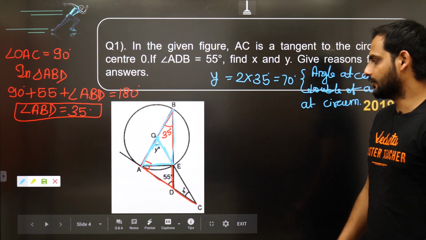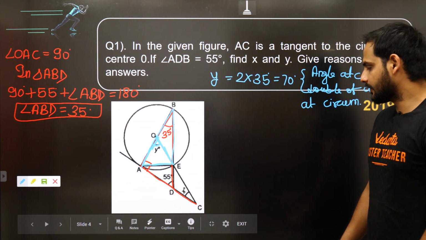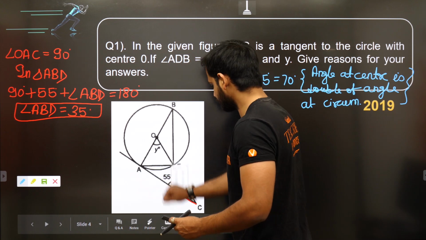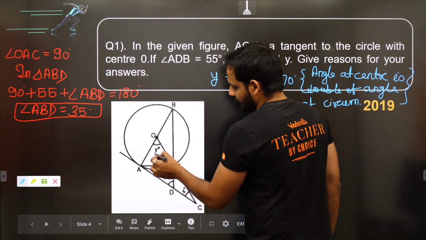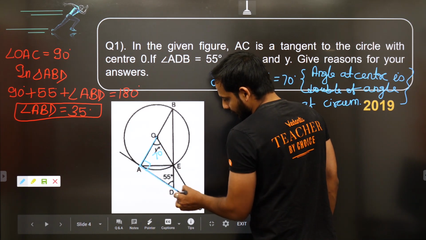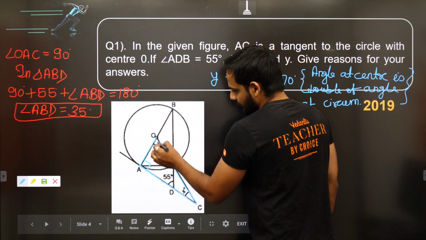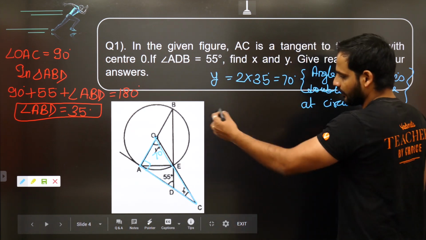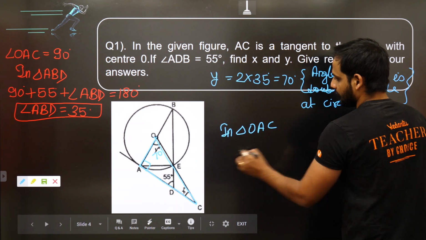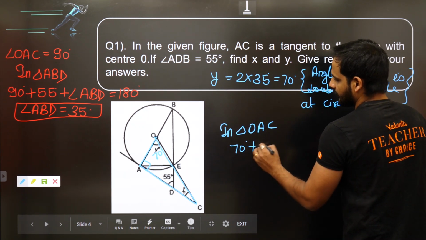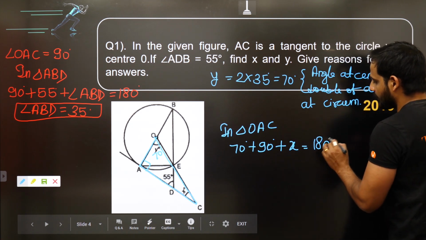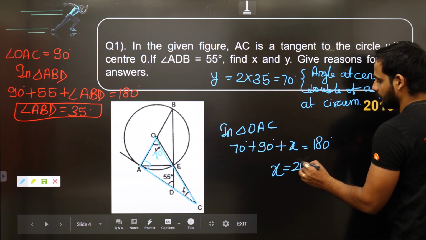Now we need to get the value of X. So beta, now look at this part. We know this is 70 degrees, and we know this is 90 degrees. So let's talk about this triangle, triangle OAC. In triangle OAC, this Y, 70 degrees, plus angle A, which is 90 degrees, plus this X should be equal to 180 degrees. So solving this, you'll get X is equal to 20 degrees.